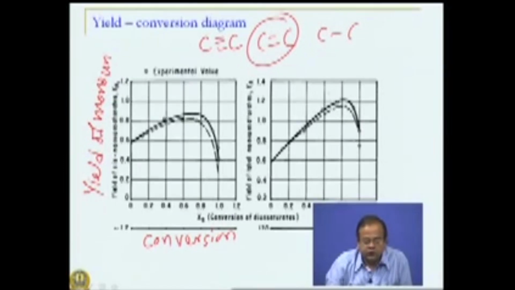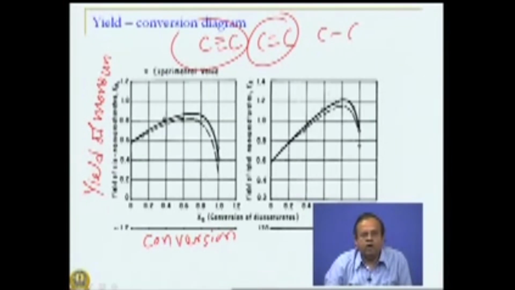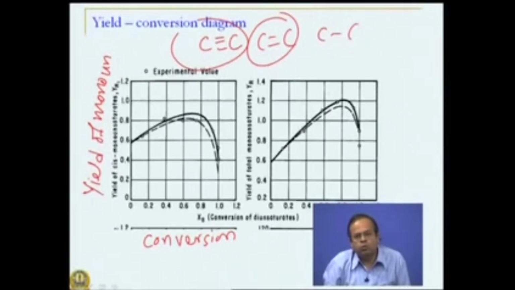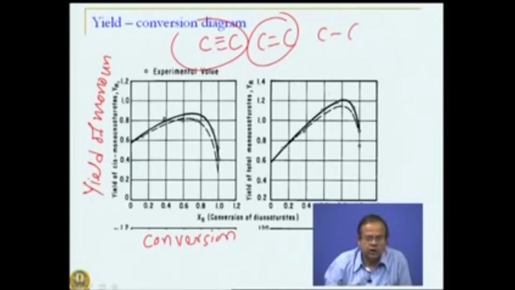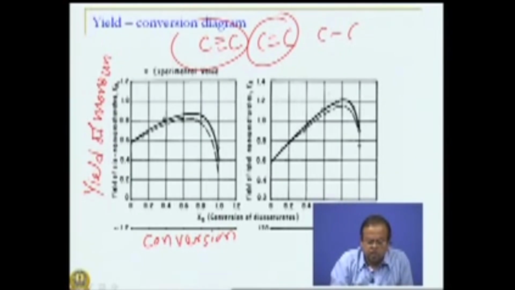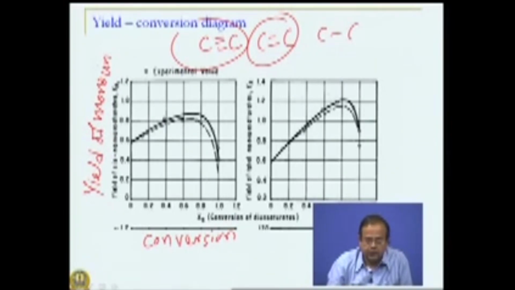Now, if we start with unsaturated fatty acids and convert them by way of hydrogenation, you go from di to mono to saturates by adding hydrogen. As you go on adding hydrogen and converting these unsaturates, that is the conversion on the x axis. What is the yield of monounsaturates that we get? That is, C double bond C kind of compounds.